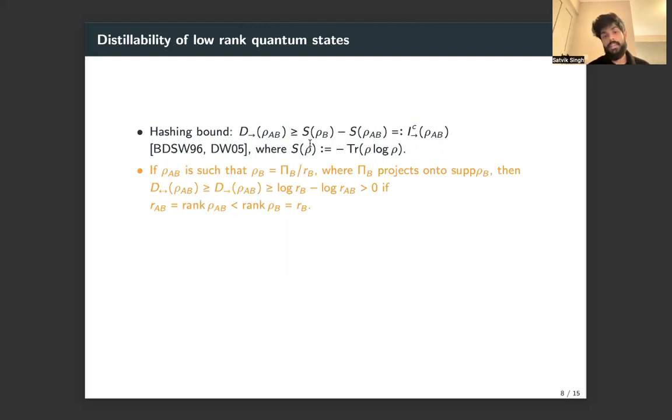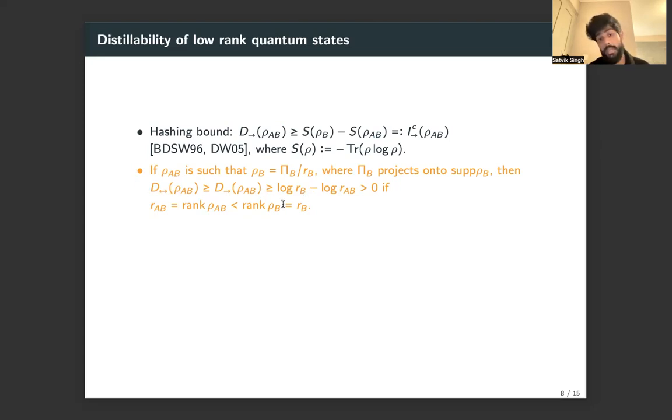So if your rho AB is such that its reduction on the B subsystem is maximally mixed, then this hashing bound immediately tells us that the one-way distillable entanglement is going to be at least as large as log of the rank of rho B, because the entropy of the reduced state now is just the maximum possible. And the entropy of the original state is upper bounded by the log of the rank of the state. So you immediately obtain this bound, and so you obtain a bound on the two-way distillable entanglement.